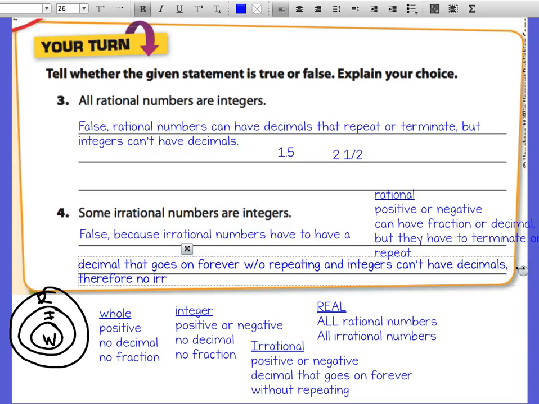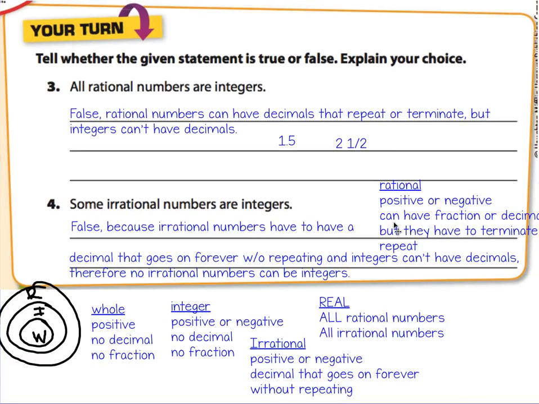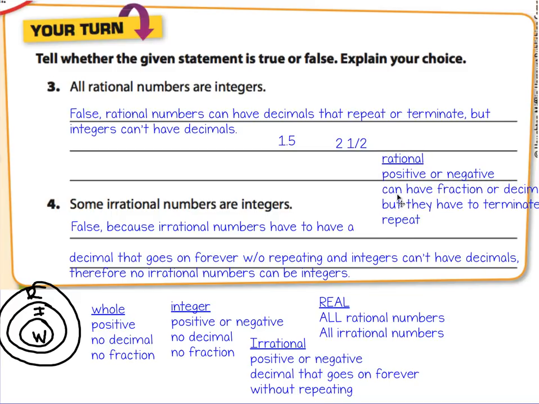Therefore, no irrational numbers can be integers. Again, you always just have to go back and look at your characteristics and see if they fit.